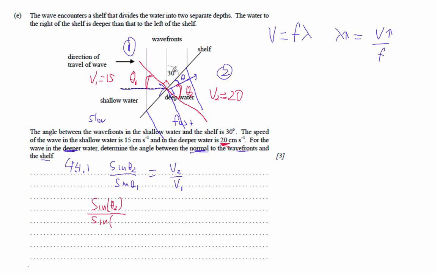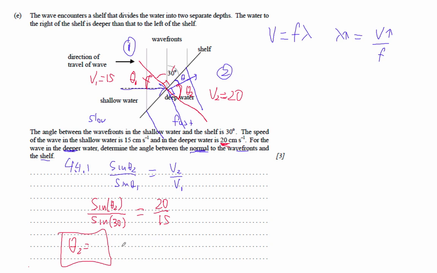Because these guys, this angle and this angle are actually complementary to the same angle. They're both complementary to this angle because this makes 90 degrees, right? And this makes 90 degrees, okay? So these two are congruent, so therefore theta 1 is 30 degrees, right? And then V2 is 20 and V1 is 15, right? And now we can solve for theta 2. Theta 2 ends up being between 41 and 42 degrees, okay?